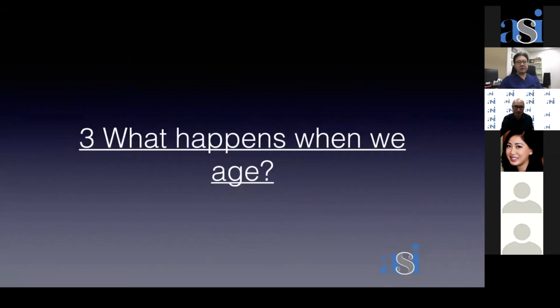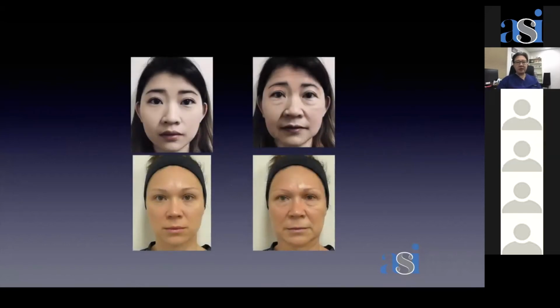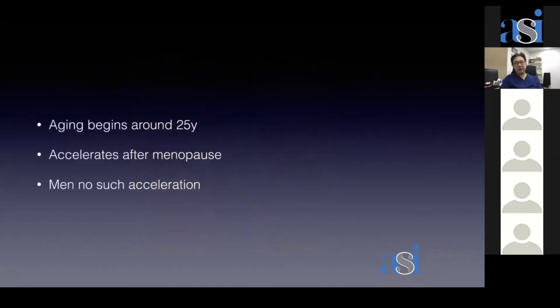Let's go back to what happens when we age. No doubt this picture shows changes in skin as well as other areas which don't concern us. But we're addressing or focusing on skin at the moment. Aging begins somewhere around 25, and it accelerates, unfortunately for women, after menopause. Men go slow and steady. There is no such acceleration.